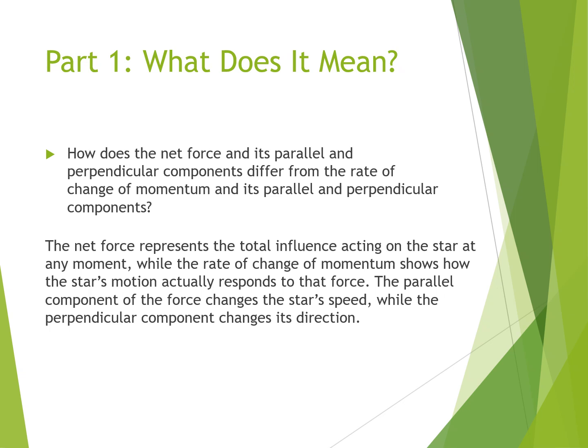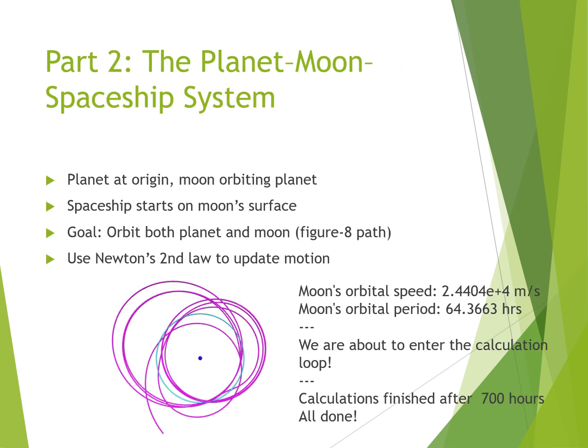So what does it mean? How does the net force and its parallel and perpendicular components differ from the rate of change of momentum and its parallel and perpendicular components? Well, the net force represents the total influence acting on the star at any moment, while the rate of change of momentum shows how the star's motion actually responds to that force. The parallel component of the force changes the star's speed, while the perpendicular component changes its direction.